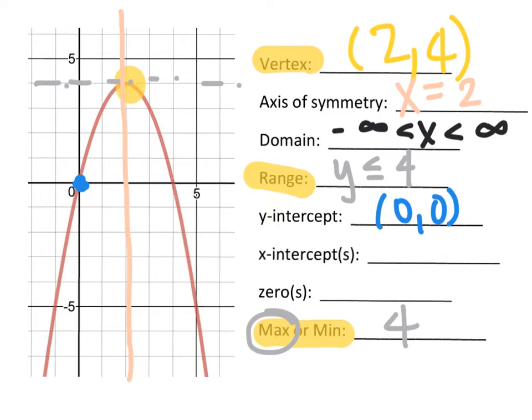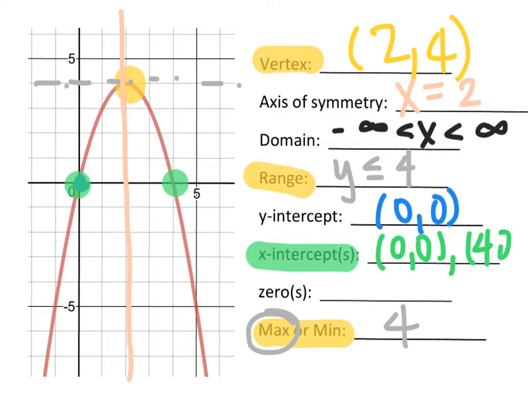Well, it crosses the x-axis at two places. Crosses it here at 0 and also at 4. So we're going to go ahead and do those as ordered pairs. So 0, 0, and 4, 0 would be my x-intercepts. That also gives me my zeros because my x-intercepts and my zeros are the same thing. So my zeros would just be 4 and 0.